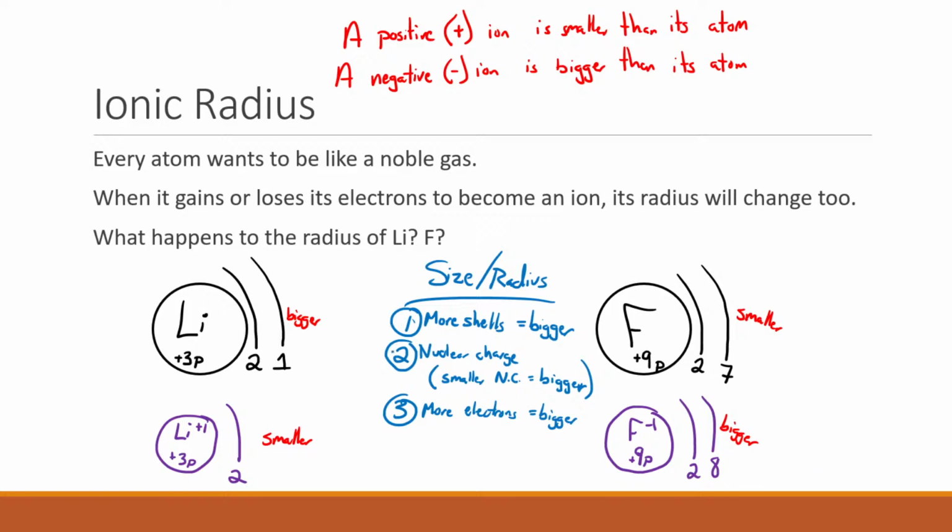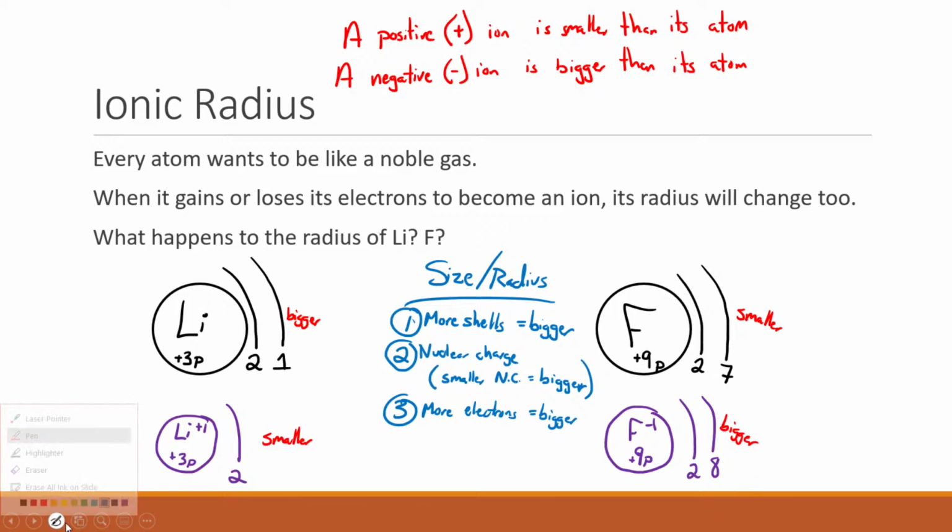And as we look down this ranking, the shells are going to have the biggest effect, right? Gaining a shell or losing a shell is huge. Looking at the nuclear charge, if the same number of shells, the nuclear charge is going to make a very slight difference. And then if they have the same shells and the same nuclear charge, we're going to have something that is an even slighter difference than before.